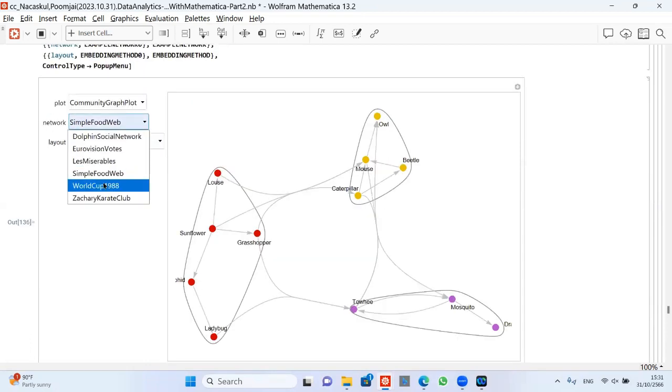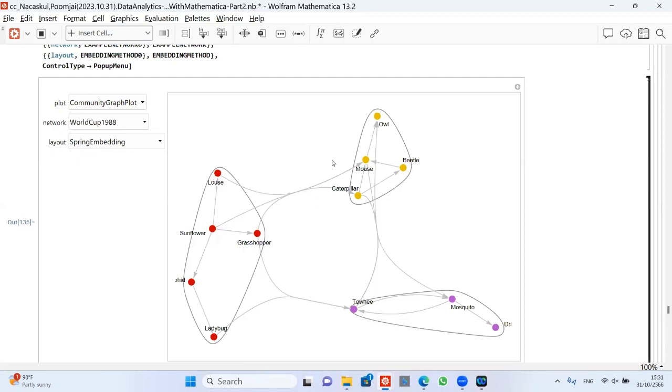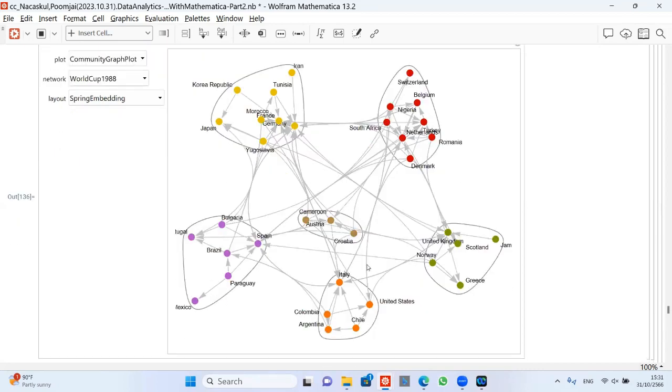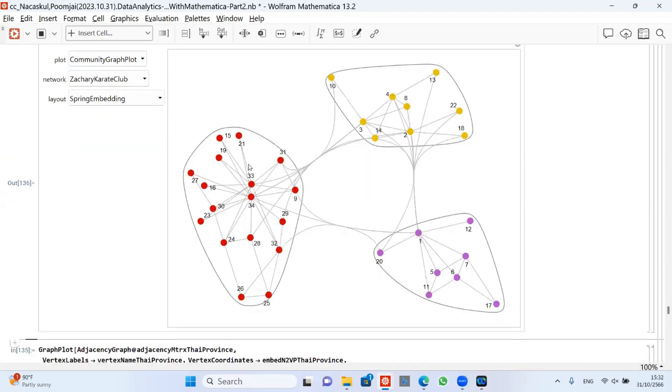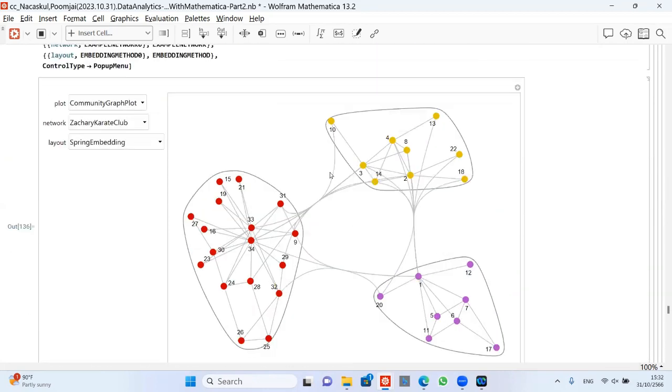World Cup, right? These countries maybe play together a lot. Maybe they're in the same group. This one doesn't have a name, so just that. Okay, you can do this kind of analysis.